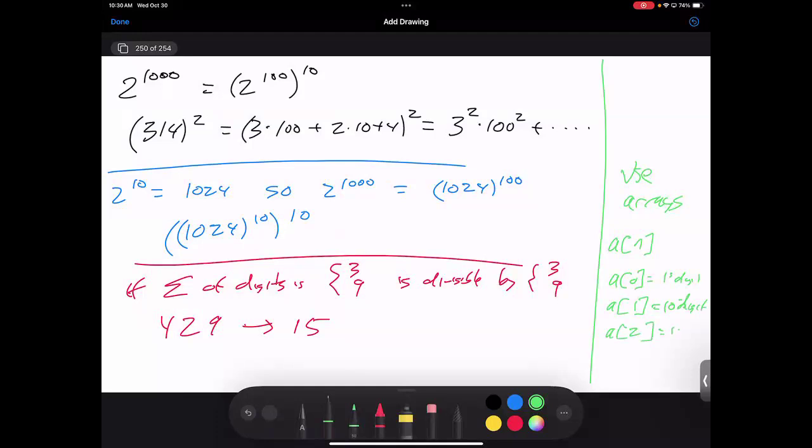A2 would be the 100 digit, and so on and so on. And if I write my number as an array, if I multiply by 2, I can define multiplication or addition by just corresponding operations on array elements. And so the whole point of this problem might be, if you are in an environment where you can't have a 300-digit integer, you just have to do things by arrays.